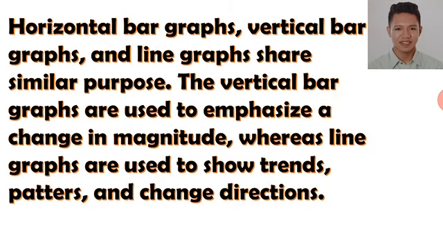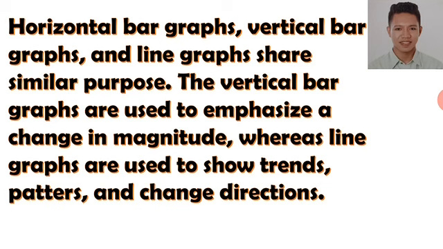The horizontal bar graphs, vertical bar graphs, and line graphs share a similar purpose. The vertical bar graph is used to emphasize a change in magnitude, whereas line graphs are used to show trends, patterns, and change in direction. Most probably, they use line graphs for continuous data.